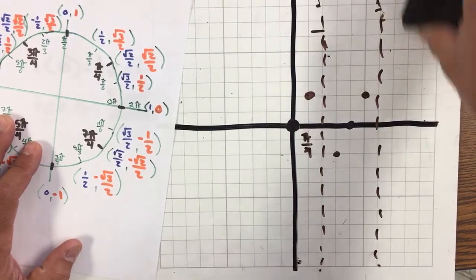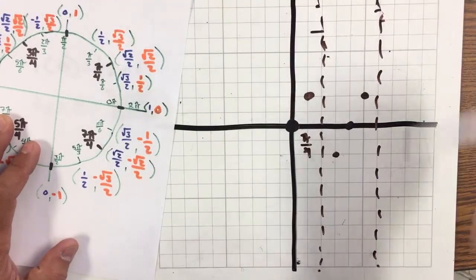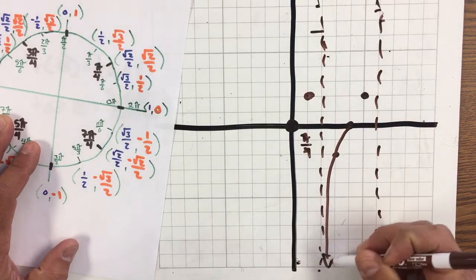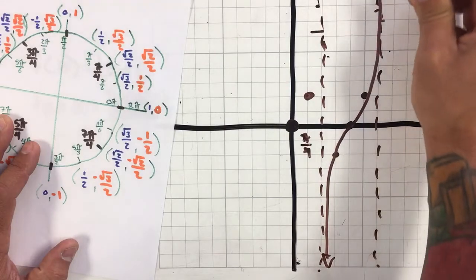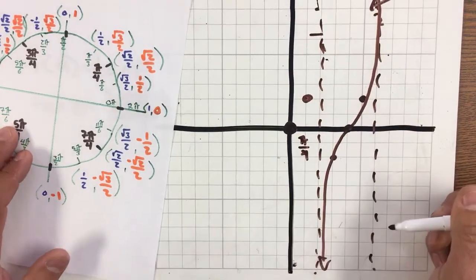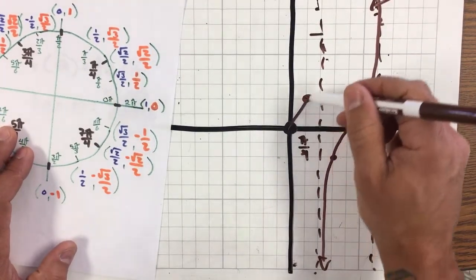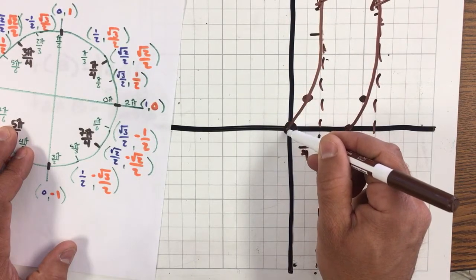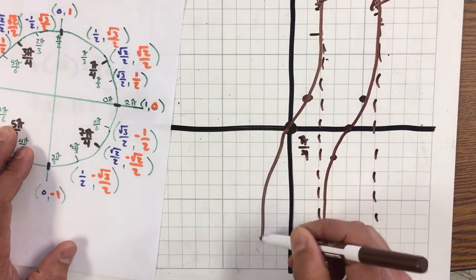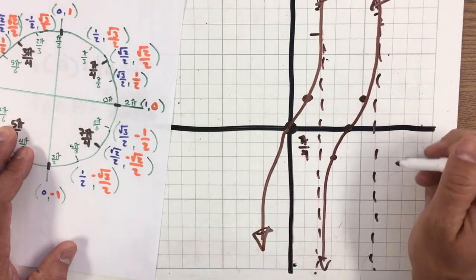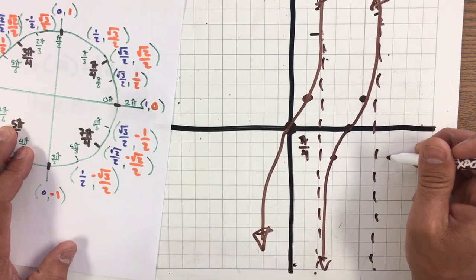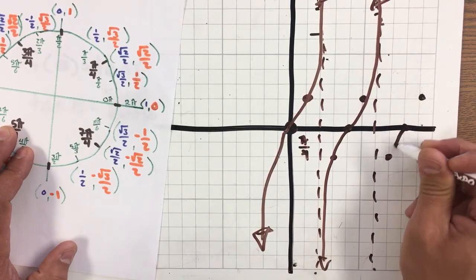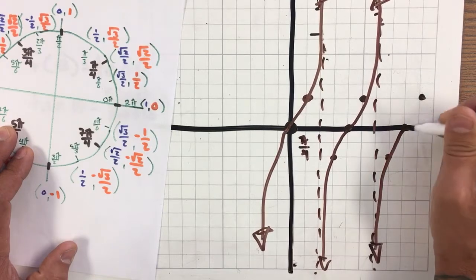So when I'm doing my tangent, what I'm going to get is something that looks like this and like this, getting infinitely close to those. The same thing's happening here, and it would happen in the other direction as well. The same thing's going to happen here. And it's just going to continue like this.